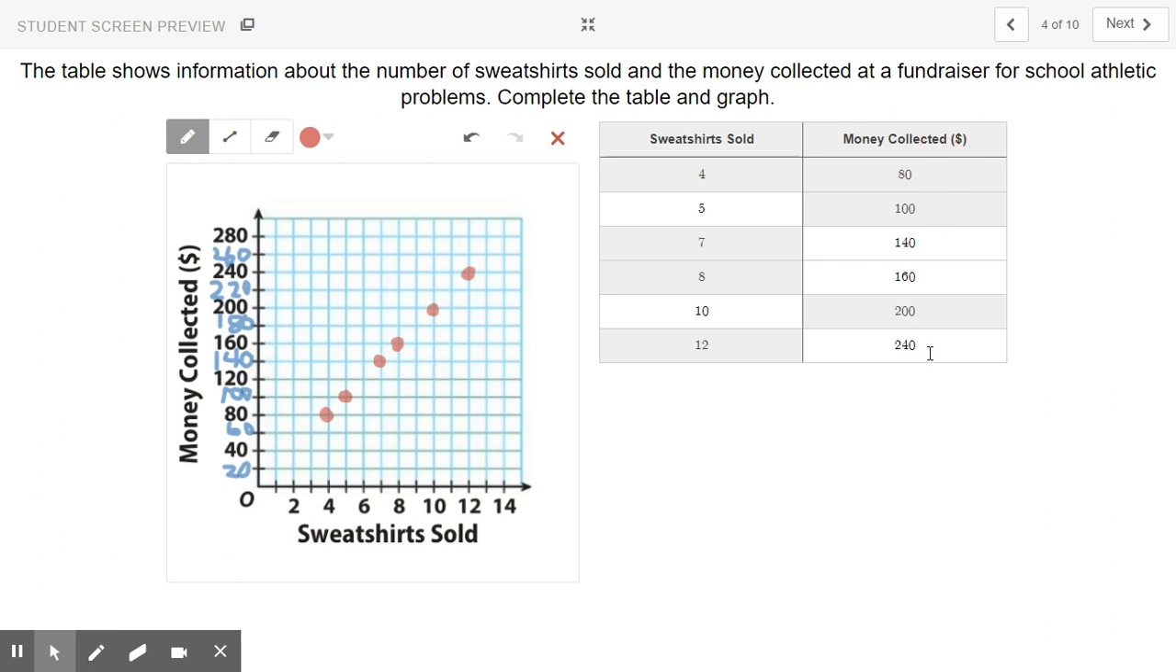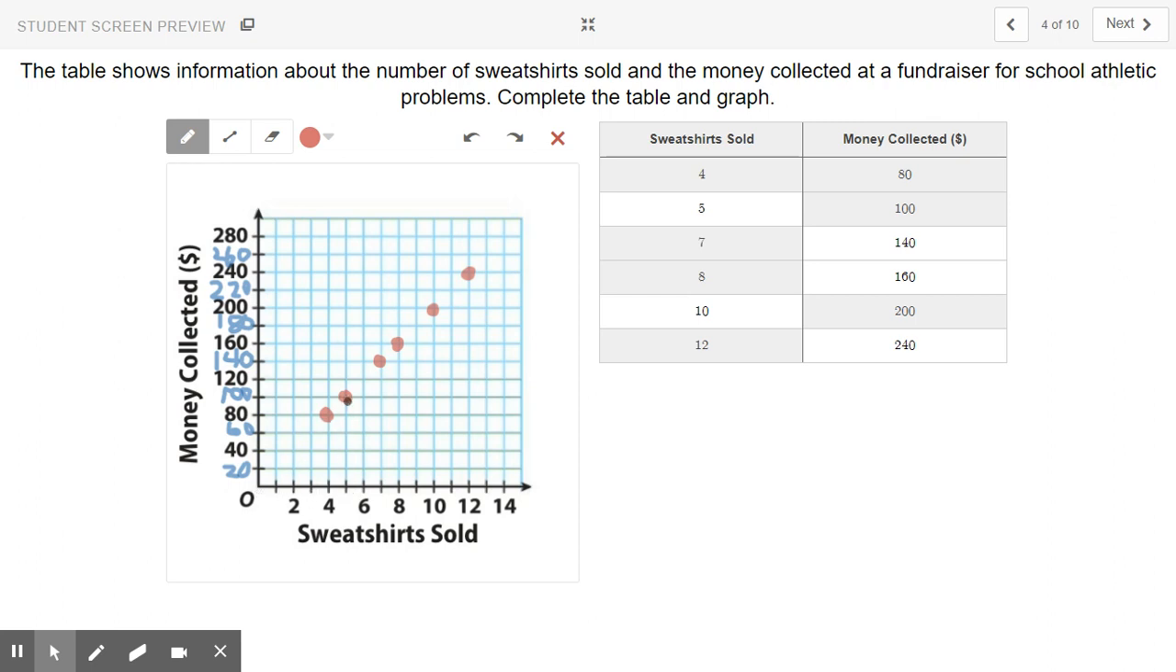Now it's time to graph. So remember, sweatshirts sold is the x-axis, money collected is the y-axis. And if you notice, I filled in the numbers on the x-axis to help me plot. 4 sweatshirts, $80 means 4 comma 80. So I move 4 to the right, up 80. 5 comma 100 means 5 to the right, up 100.